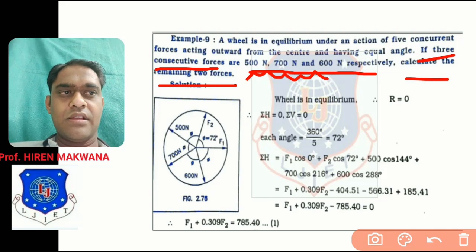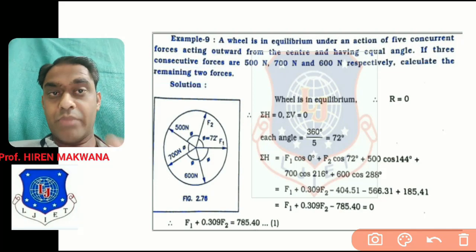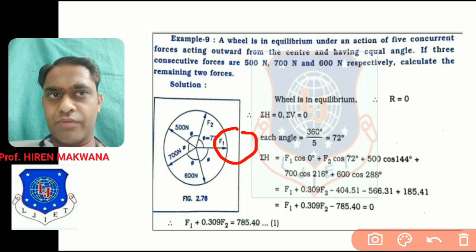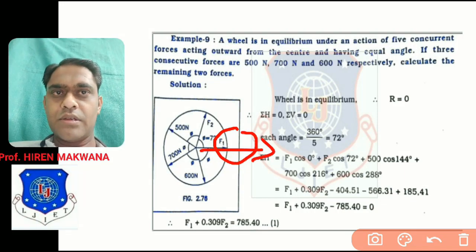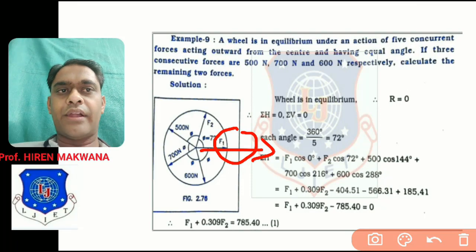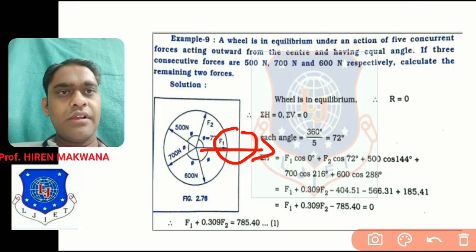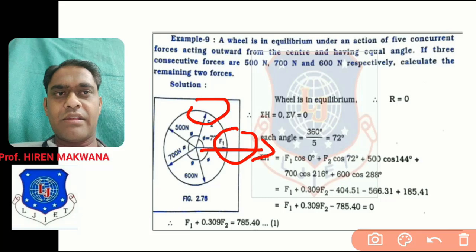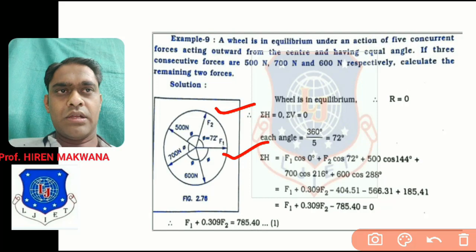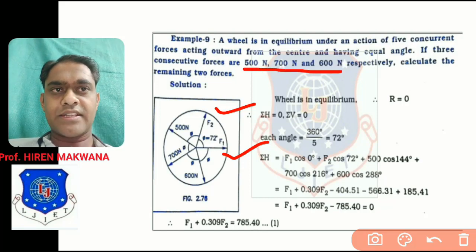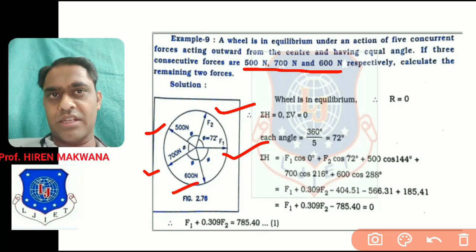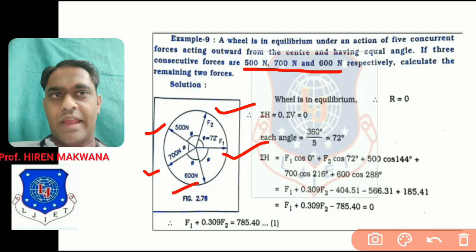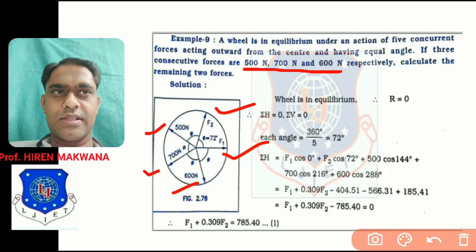Let us see. For convenience, we must place one unknown force on the x-axis. Why? I will tell you later. The second unknown force you can place after that, F1 and then F2. Now the 3 consecutive forces are 500, 700, 600, in order. So this is the figure. The angle between each and every force is 72 degrees. Must remember all these things.